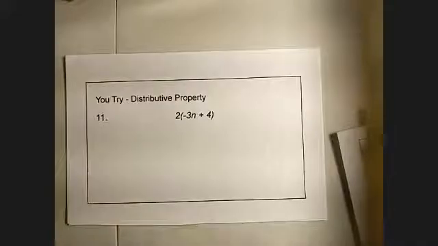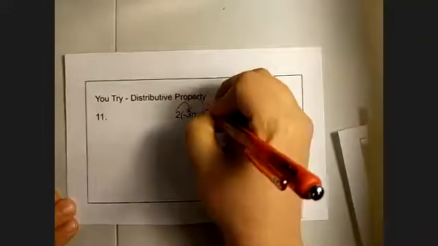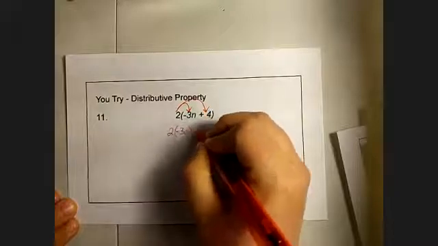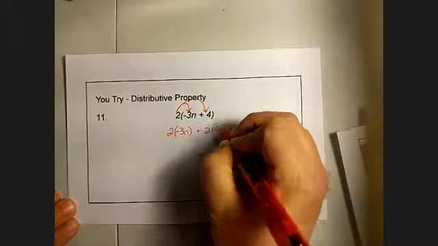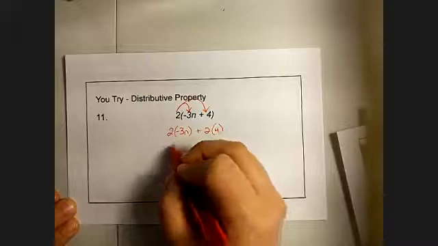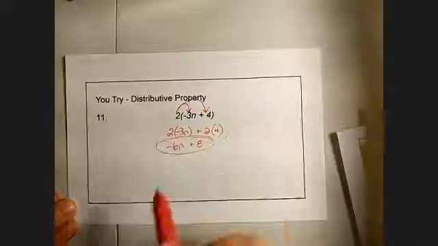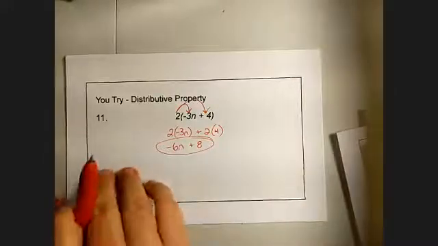So you go ahead and pause this and try this one on your own. You should have taken that 2 and distributed it to both of these pieces. 2 times negative 3n plus 2 times positive 4. 2 times negative 3n is negative 6n using Mr. Multiple Division plus 8. Okay, that's all you need to do.